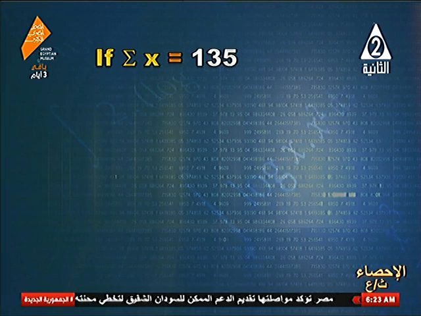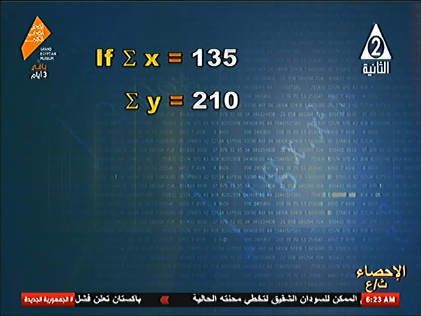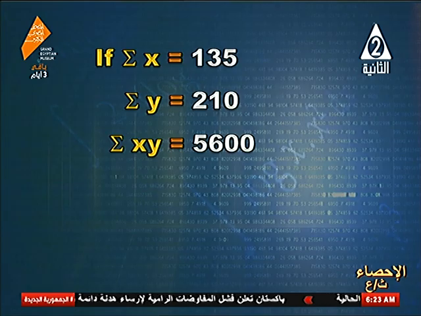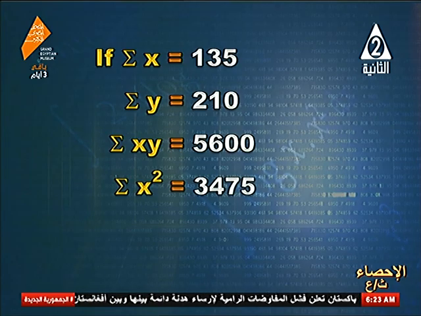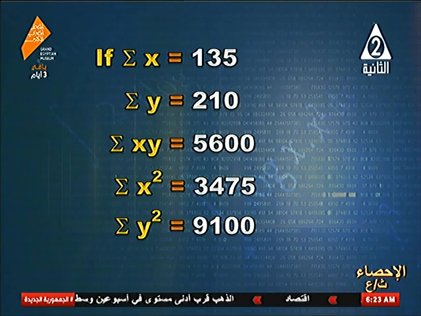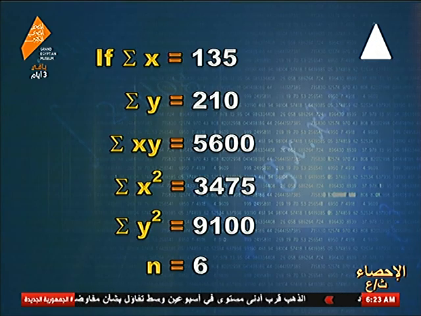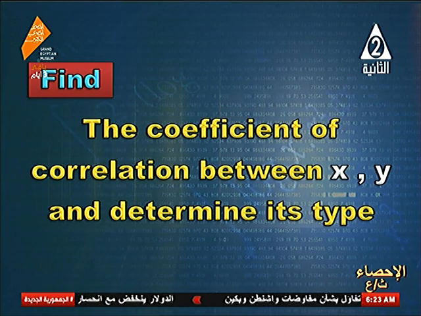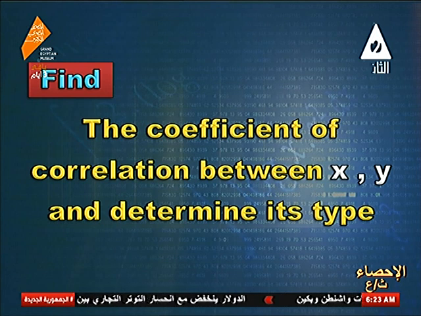If summation of x is 135, summation of y is 210, summation xy is 5600, summation x squared is 3475, summation y squared is 9100, n equals x. What is the required? The required is the coefficient of correlation between x and y, and determine its type.